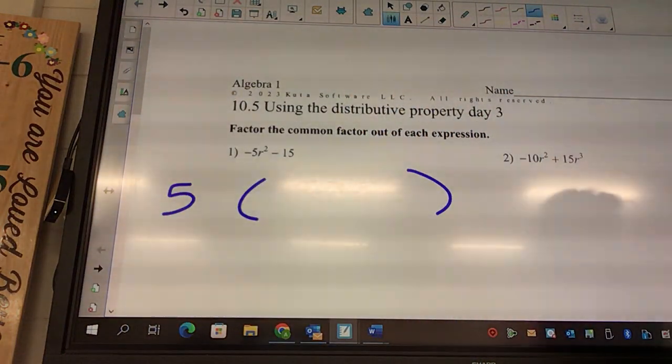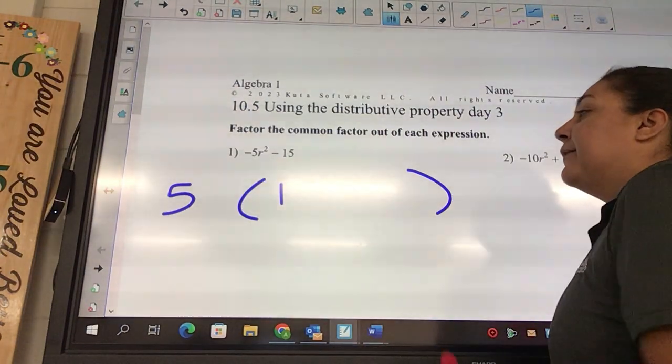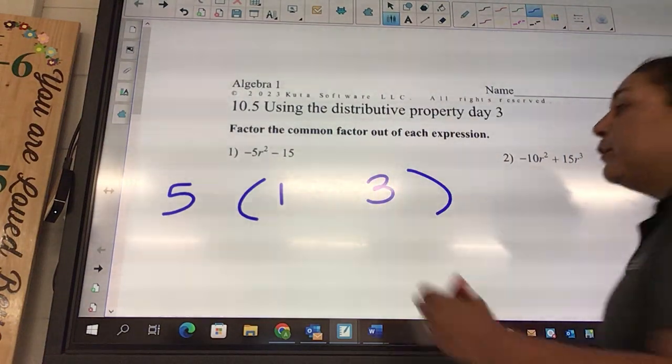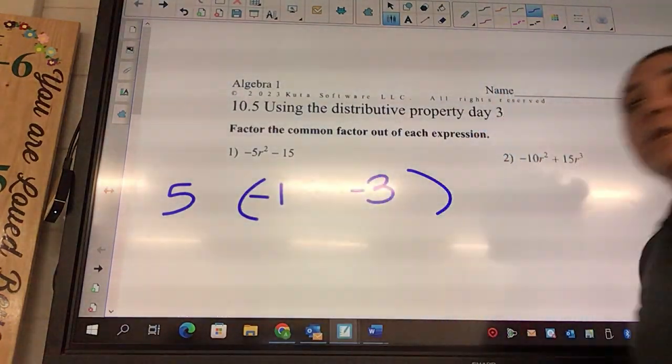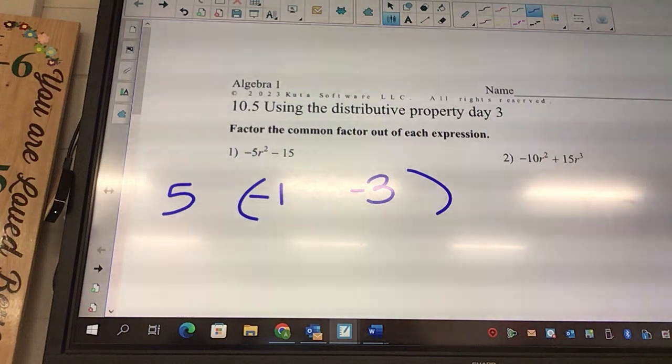Okay, what is 5 divided by 5? 1. 15 divided by 5? 3. And then we're going to put our signs back. If we look at our first guy, how many R's does he have? 2. Second guy? None. So how many can we take? None. Perfect. So we're going to put those R's back.